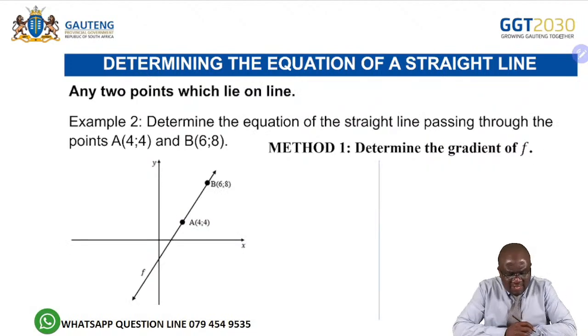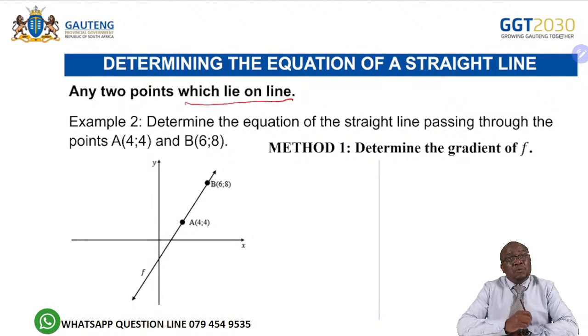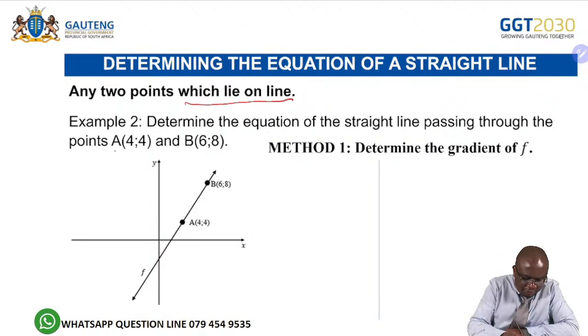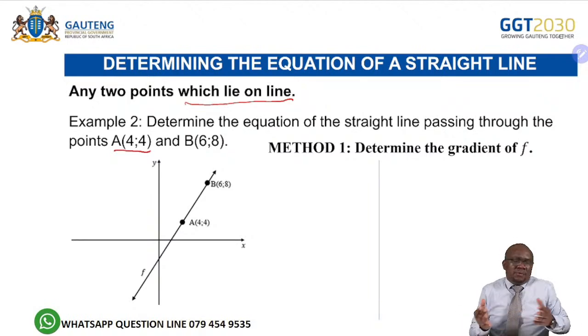Okay, let's move on to the second situation. You may be given any 2 points which lie on the line. The points must be where? On the function, on the line. Determine the equation of the straight line passing through the points: the coordinates of A being 4 for x and 4 for y, and the coordinates of B being 6 for x and 8 for y. If you check here, we can't find our q because we don't know the y-intercept, isn't it?